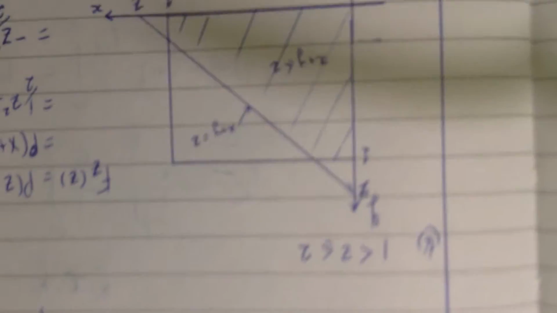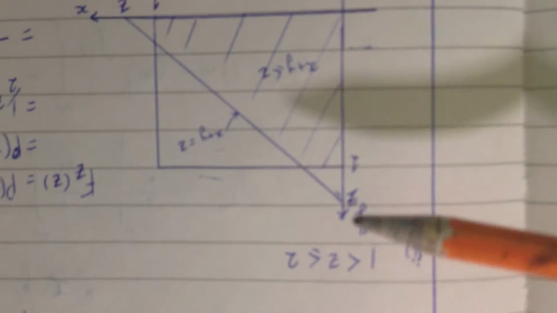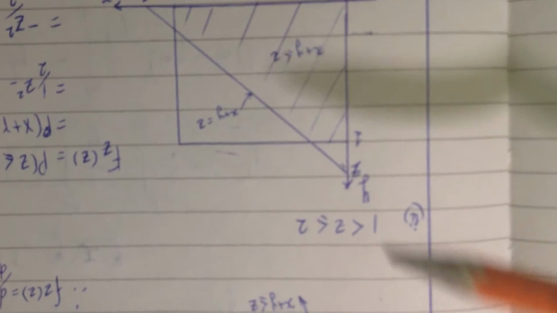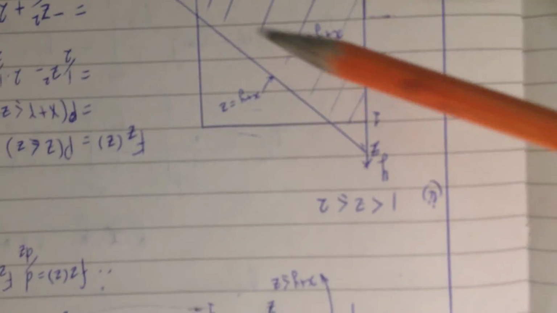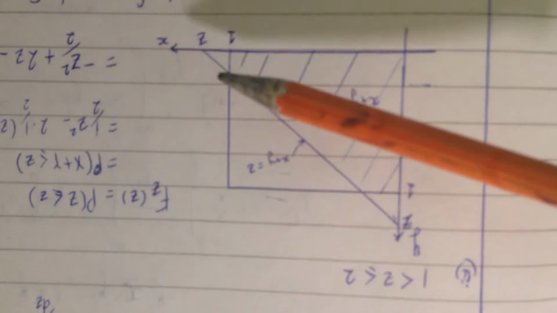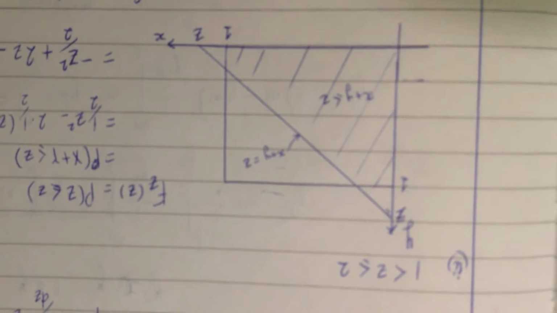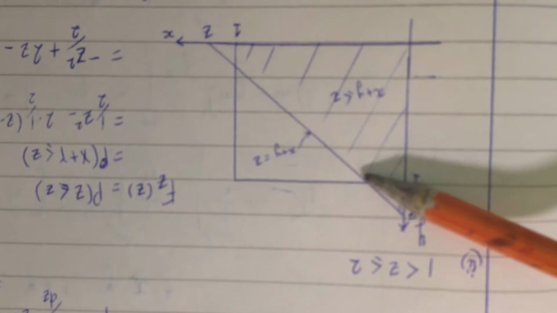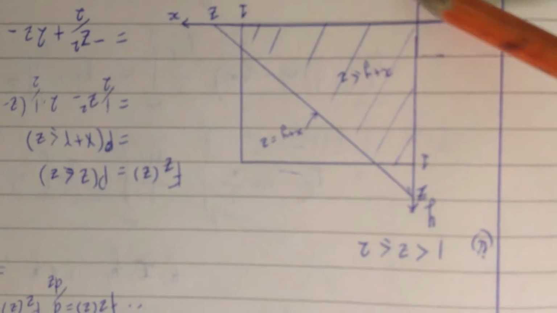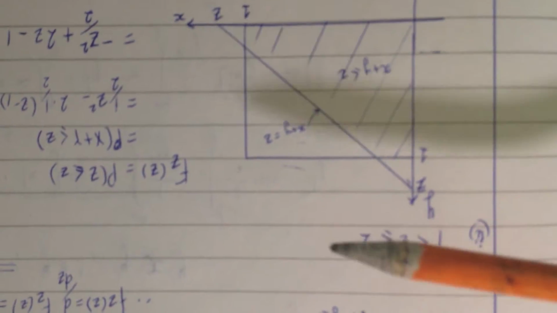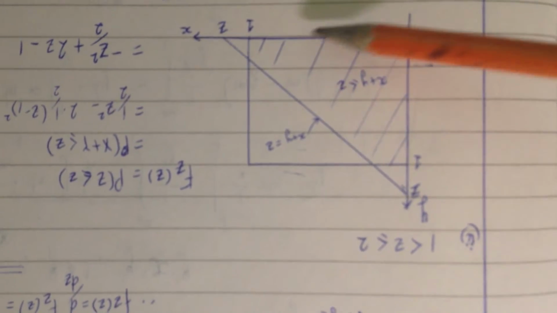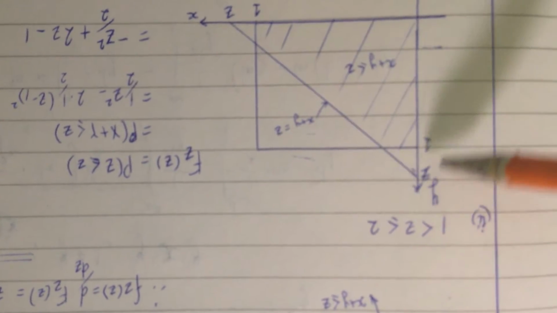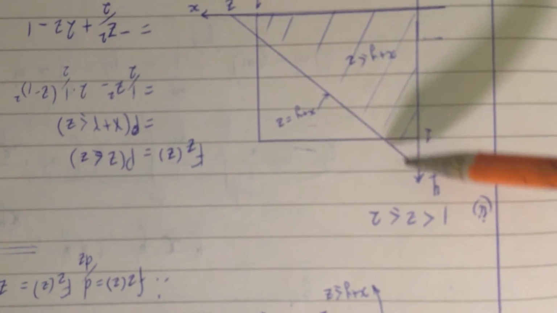Now, when we move to the next region, when z is between 1 and 2, we can see that it's possible for z to be greater than 1 on both sides here and here. And so the area is this trapezium, which can be found by finding the area of this triangle and subtracting the area of the smaller triangles.